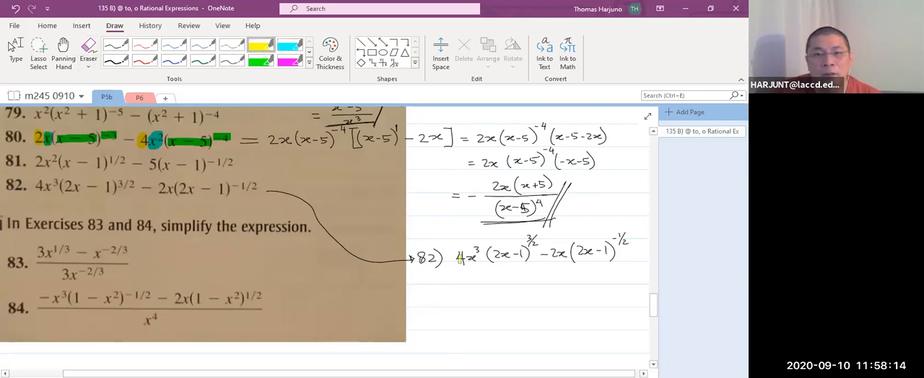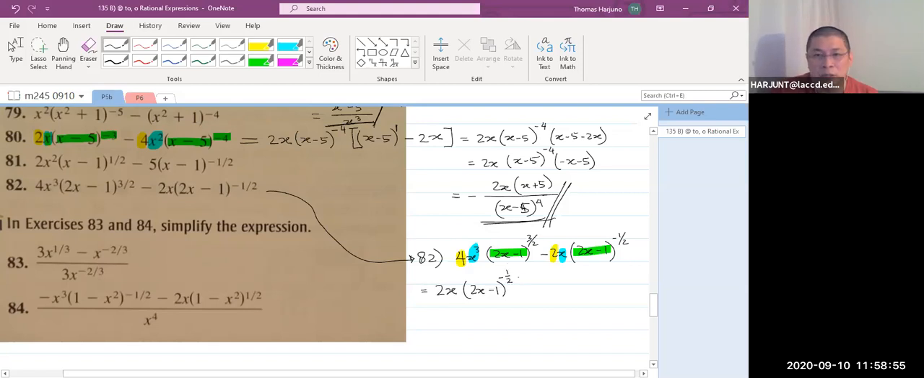The common factor, I have 4 and 2, so the common factor will be 2 there. X cubed and x, so the common factor will be x. And then 2x minus 1 to the power of negative 1 half will be the common ones. Let me pull them out. I take 2x times 2x minus 1 to the power of negative 1 half.